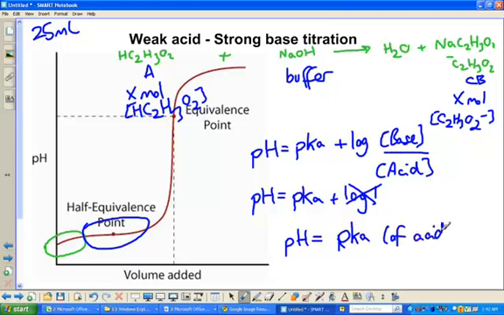And that is an important thing to know. Alright, the pH of your solution at the half equivalence point is equal to the pKa of the acid. Only at that point. At no other point is that true. Okay, that's a little bit about weak acid strong base titration.